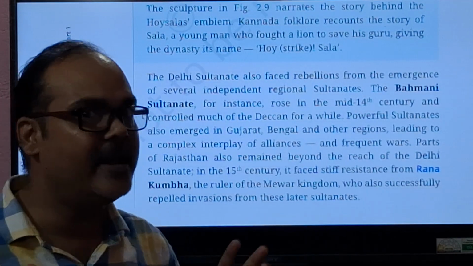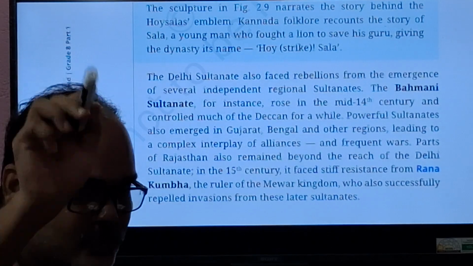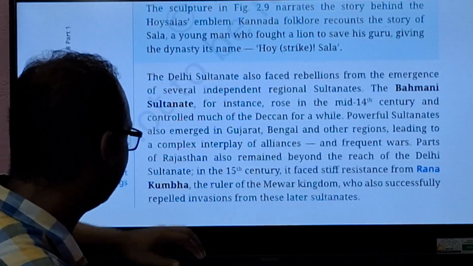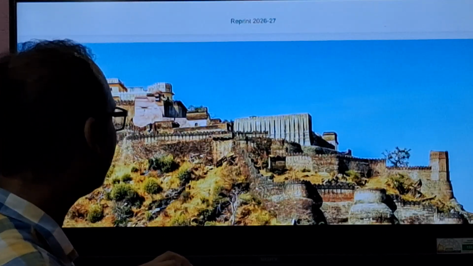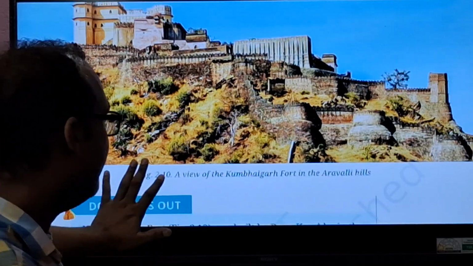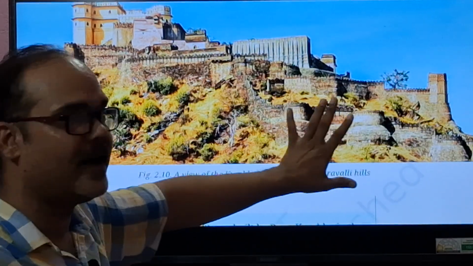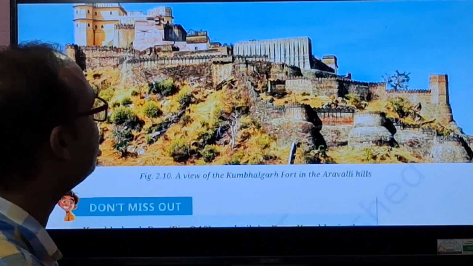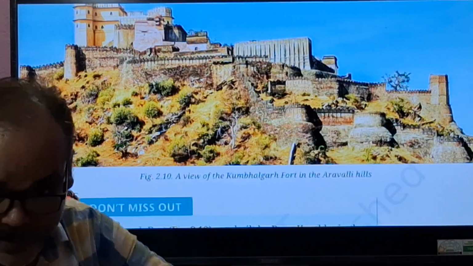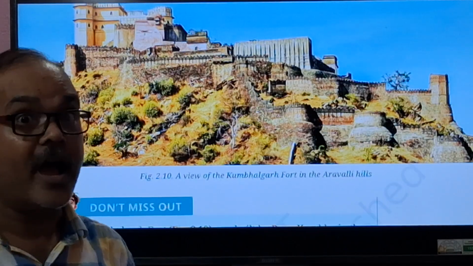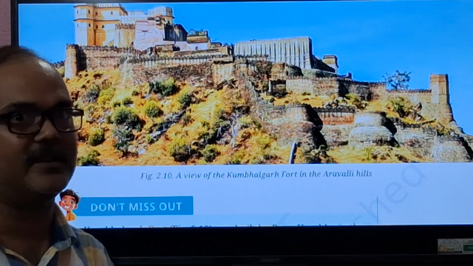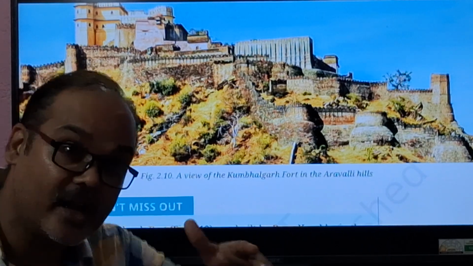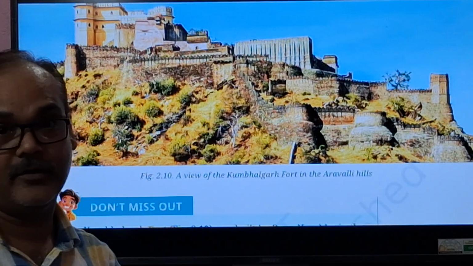So Rana Kumbha built a fort. I think you all may be knowing. Those who are knowing, please write in the comment box, right? But we are going to deal with that. You can see here a view of the Kumbhalgarh fort in the Aravalis. In the Aravali hills, this is the view of the Kumbhalgarh fort built by Rana Kumbha. And you know what is the surprising fact of this fort? This fort has a 36-kilometer long continuous wall, right?